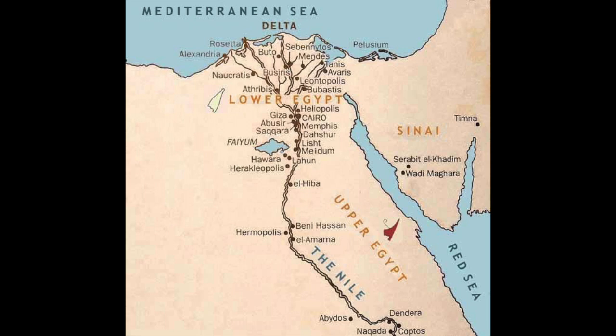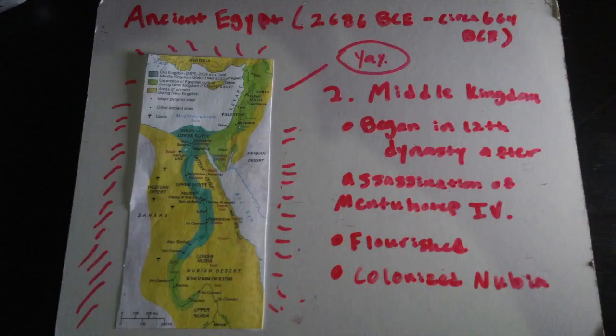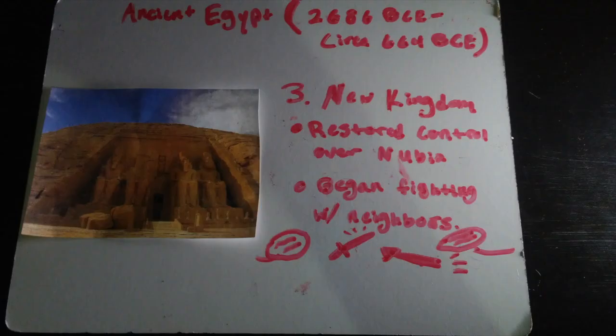According to records shown by Egyptologists, most of the periods that we know well today are separated into four distinct periods: the Old Kingdom, the Middle Kingdom, the New Kingdom, and the Ptolemy period, which will be at the end of this video.